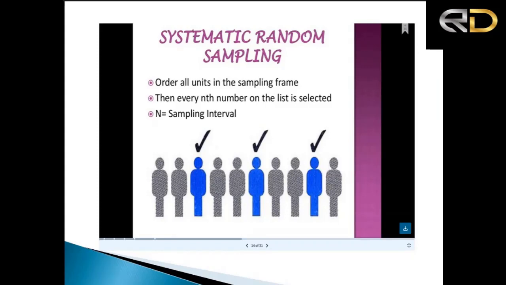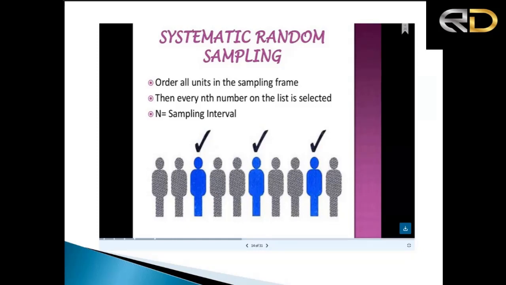We will select a random number from 0 to 10, and suppose it comes out to be 5. Then the fifth unit in the list will be selected, and then we will keep on adding 10. That is, if the ith unit is selected, then i plus k, i plus 2k, i plus 3k, and so on, till the required sample is obtained.